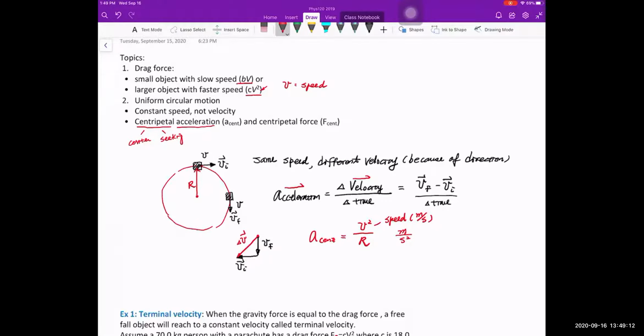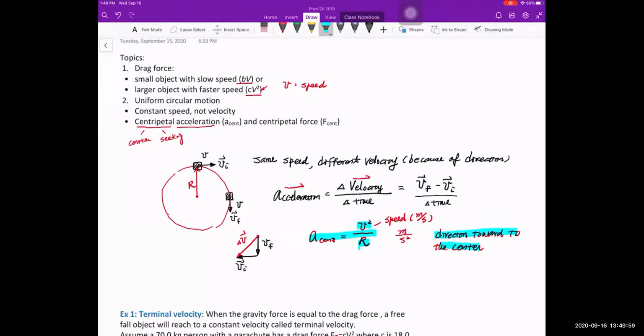So that's the acceleration. What is the direction? Direction is toward the center. Okay, so this is the most important thing you have to know, and that's the equation that you're going to use to do the calculation. You have to know what the centripetal acceleration is, how you calculate that, and what the direction of that is. Any questions about this part?